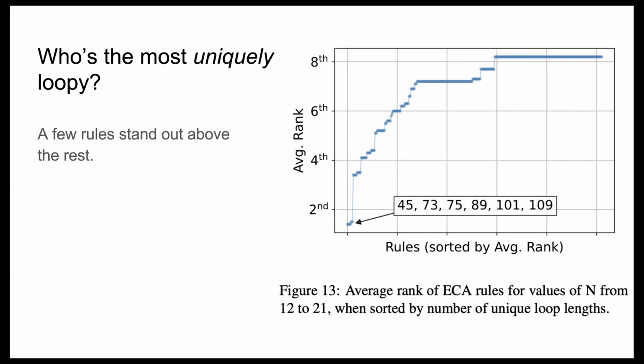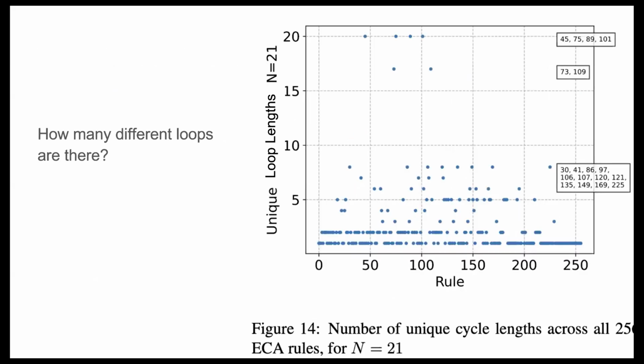Here you can see their average ranking by number of unique loops over several orders of magnitude, because of course, as you change the length of n, some behaviors can change. And some of these rules, unsurprisingly, have a very chaotic behavior, which allows them to have very different behaviors in the rule transitions. You might wonder how many actually different loops there are, which to me feels like there aren't that many unique loops, because this is for n of 21.